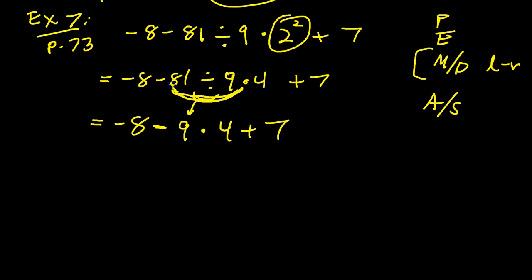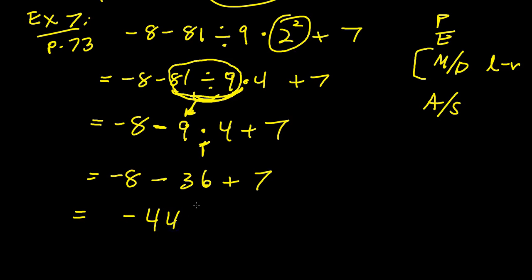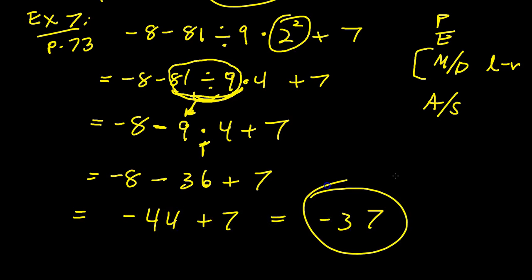Okay, maybe I'll make it a little clearer here. 81 divided by 9 is 9. All right, so I'm left with minus 8 minus 9 times 4 plus 7. Now I've got subtraction, multiplication, addition. Of course, the multiplication comes first before all the additions and subtractions. 9 times 4 is 36. Don't forget about that negative sign in front. Minus 8 minus 36 is minus 44. And minus 44 plus 7 then is minus 37. Final answer.